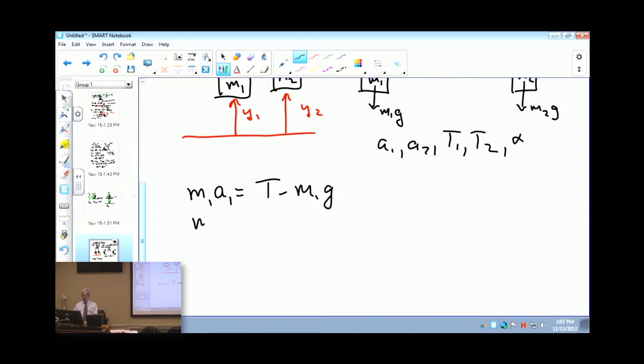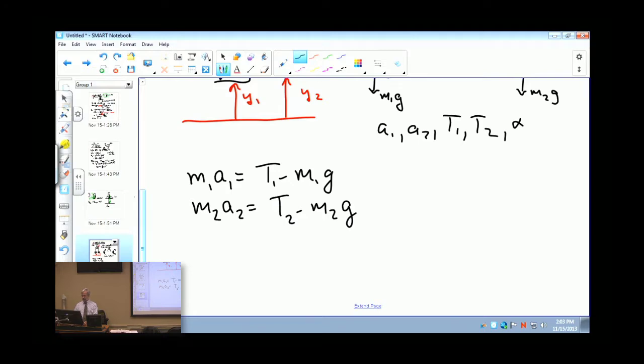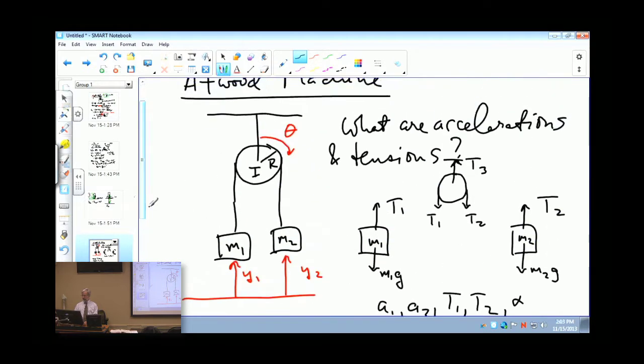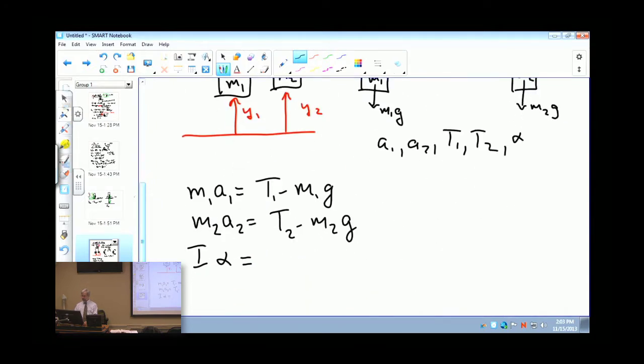Okay, and the second one is going to be T1. There are 2 different tensions. T2 minus m2g. And then how about the pulley? I alpha equals T2 R minus T1 R. Yes, okay. So let's write it down here. T2 minus T1, and let's figure out how he got that.